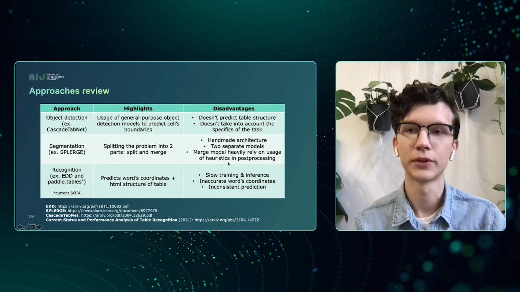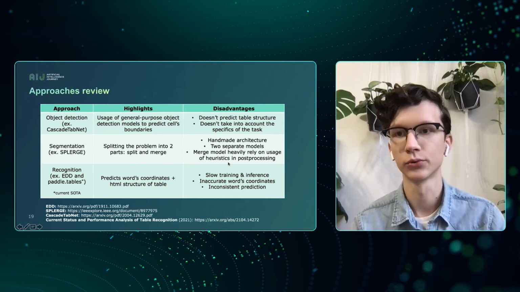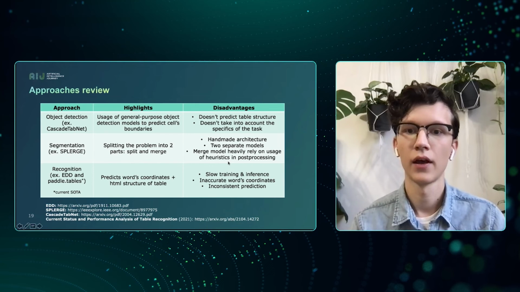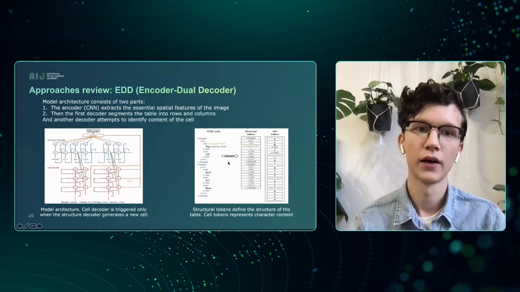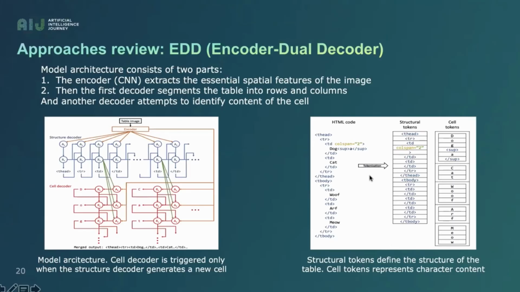The third approach predicts coordinates of words and HTML structure of the table. This approach is SOTA, so we'll look at it in more detail. This SOTA approach, the so-called EDD model, consists of 2 parts. The encoder is a convolutional network that extracts image features, and the decoder, which is a GRNN, predicts HTML structure and content inside cells.